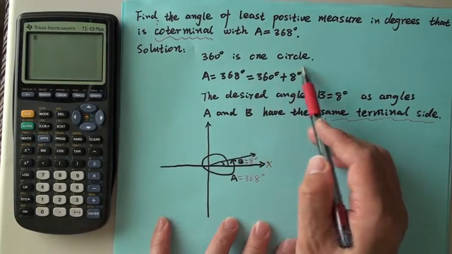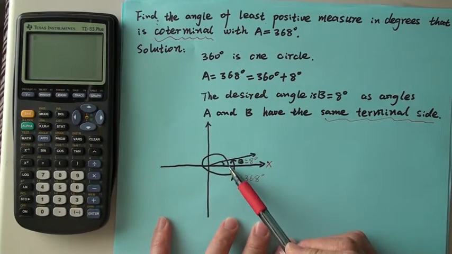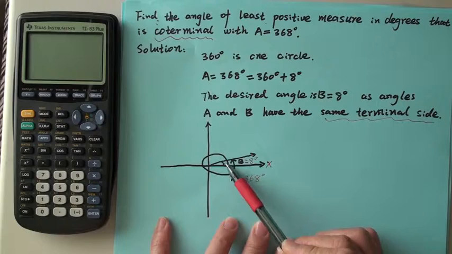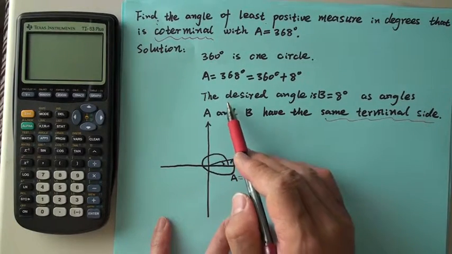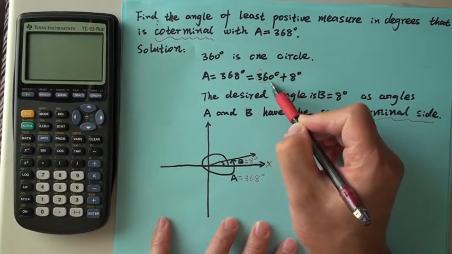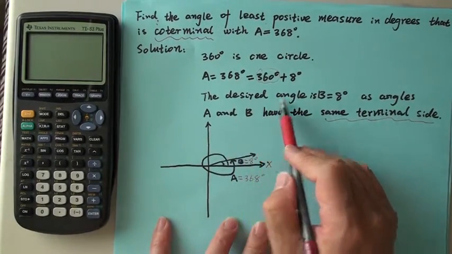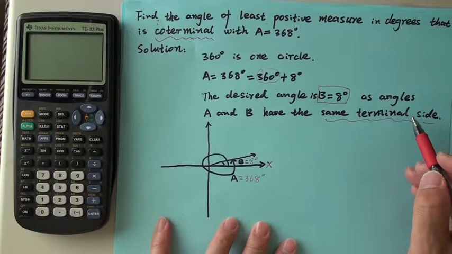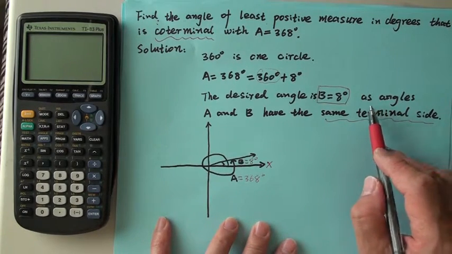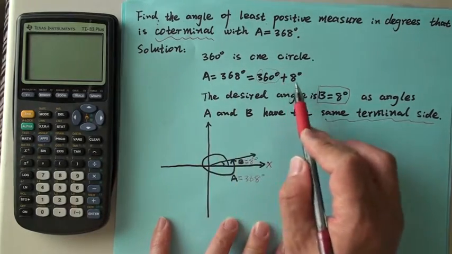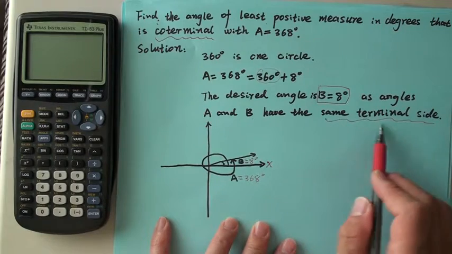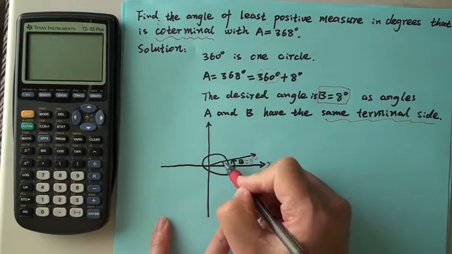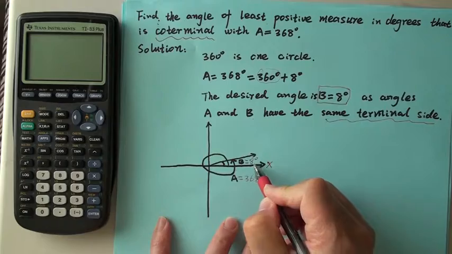360 degrees is one circle. It means a point rotates 360 degrees, one circle. Now we know this is one circle. Then the desired angle is B. This angle should be 8 degrees, because angles A and B have the same terminal side. This is the terminal side, and the degree of this angle is 8.